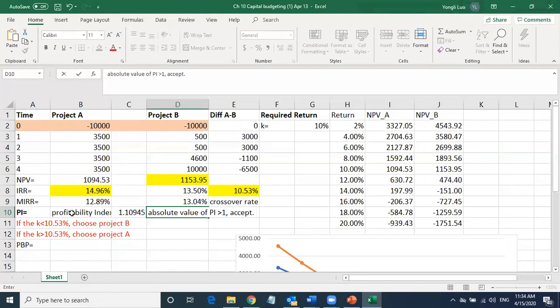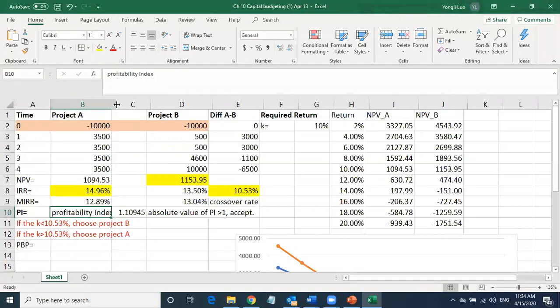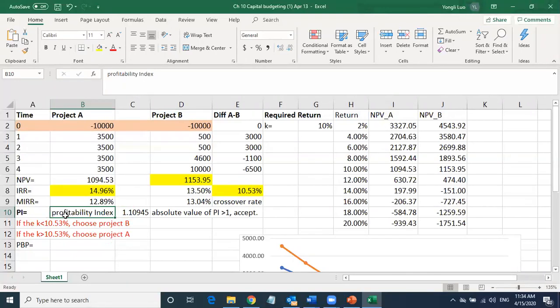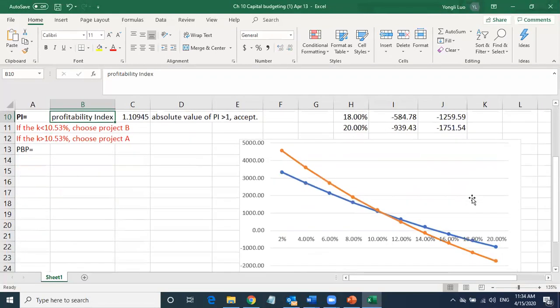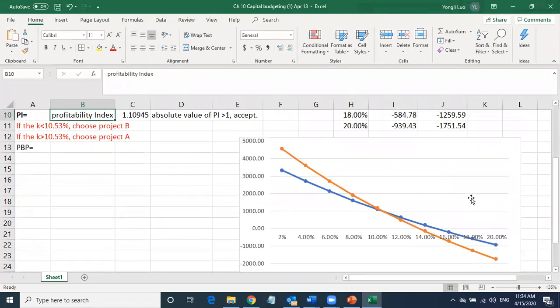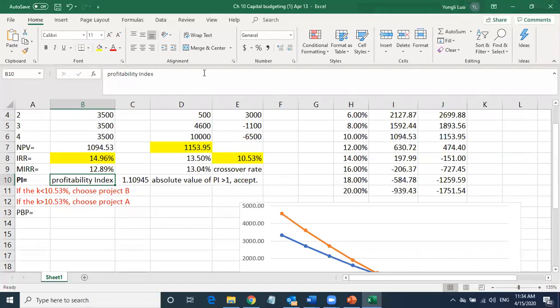I just wanted to add one thing about the profitability index, in case you read some other textbook about capital budgeting, so you know what it is. Any questions? I will upload this file on Blackboard so you can review. Also, I already recorded the video. If you have any questions, you can always go back and watch the video.